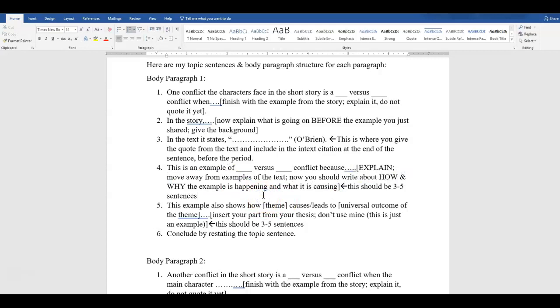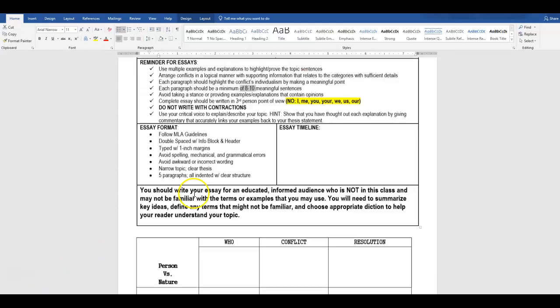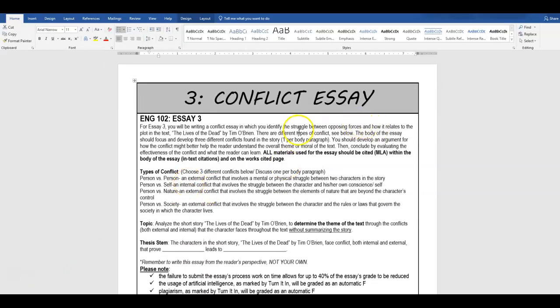To prove that there is a conflict, right? So we've already established what a conflict is. A conflict is a struggle between opposing forces. That means in each number 4, you have to tell me what this person wants and what this person wants, what each of their wants leads to, and why it's a conflict for them.